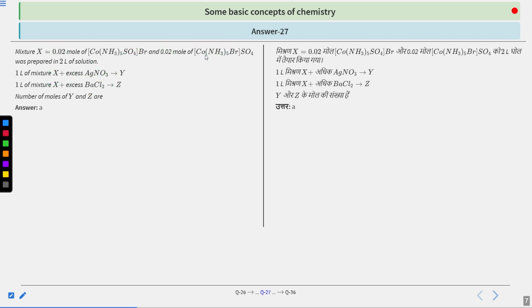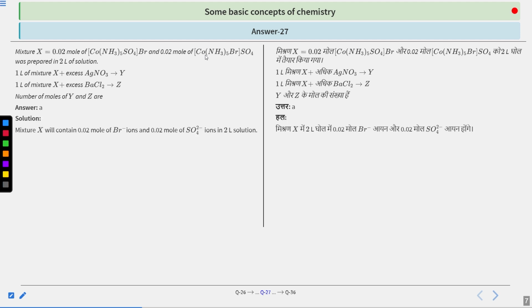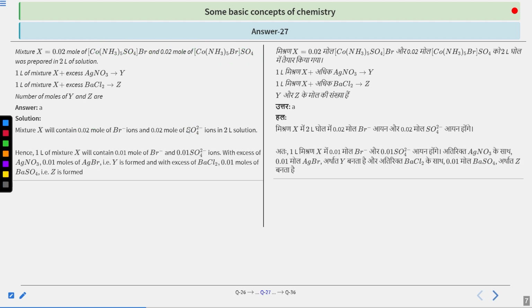So let us see the moles of Y and Z. The same thing is mentioned here. First of all, we have written what is given in the question. If this is the part present outside, then it is ionizable. So when you dissolve it in water, you will get two types of ions. The left hand side is the cationic part and the right hand side is the anionic part. Each mole of this complex gives 1 mole of Br minus, therefore 0.02 mole will give 0.02 mole of Br minus. Similarly, each mole of this gives 1 mole of SO4 2 minus, therefore 0.02 mole will give 0.02 mole of SO4 2 minus in the 2 liter solution.